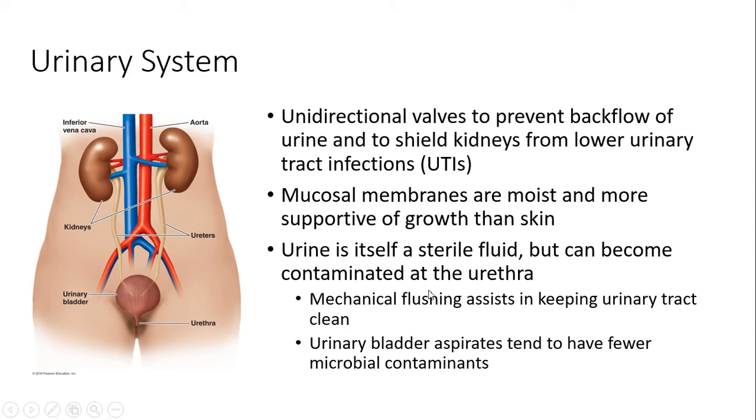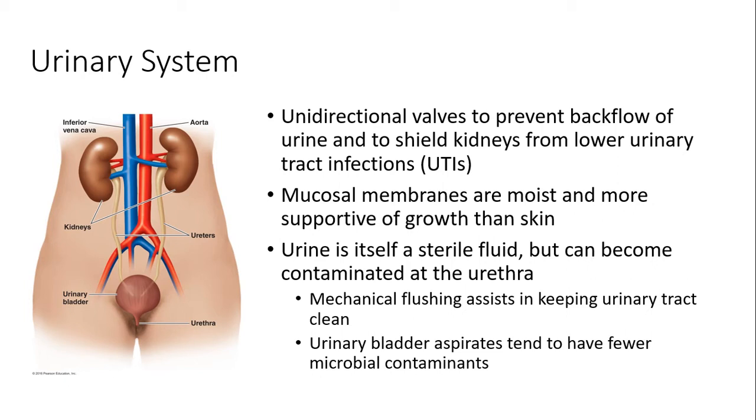Okay, so your urinary system is comprised of things like your kidneys, your ureters, your urinary bladder, and your urethra. And they all have these unidirectional valves that prevent backflow of urine upward. Everything is meant to move downward. The purpose of this is to shield the kidneys from a lower urinary tract infection. It's a feature of evolution.